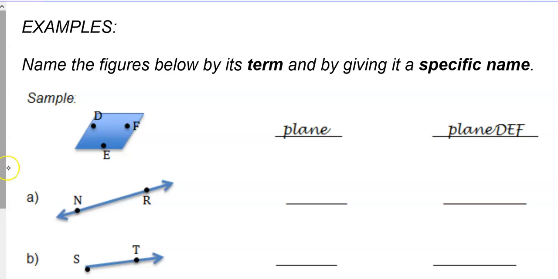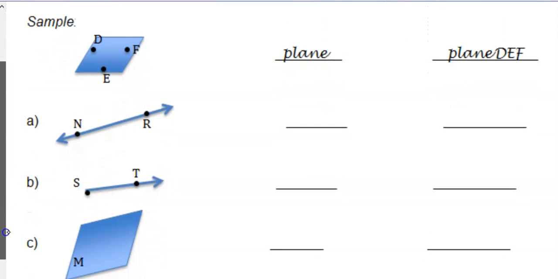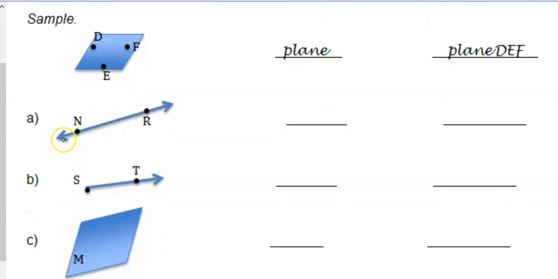All right, so let's take a look at A. Hopefully you see arrows. I see arrows in both directions, so that's going to be a line. In order to name it, I have to have two points. In this case, I do line R. And again, I cannot just leave it like that. I have to put a little line above it, with arrows in both directions representing that line.